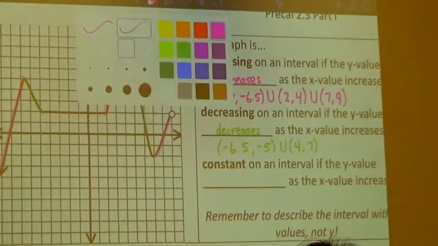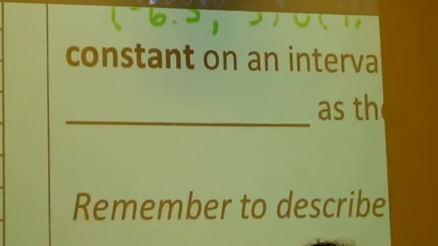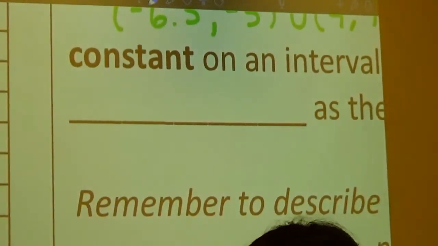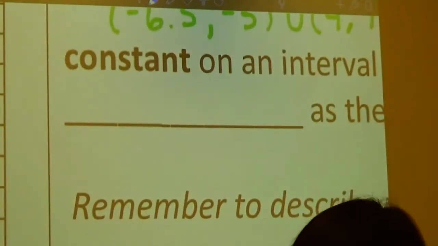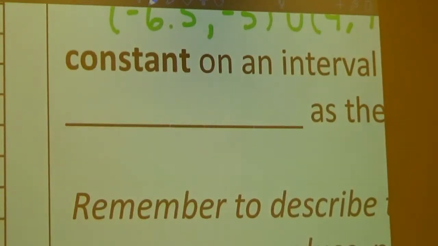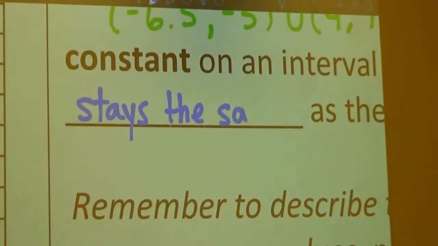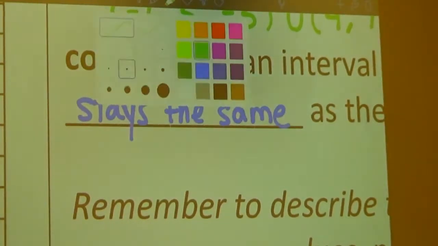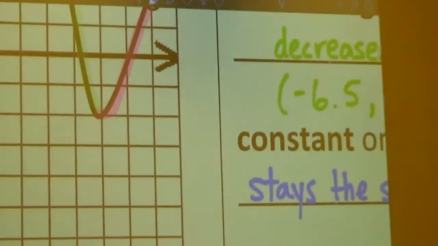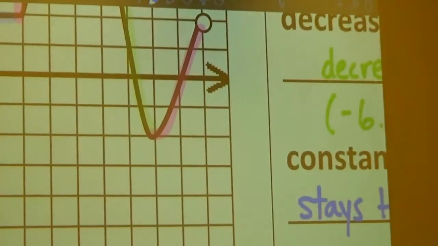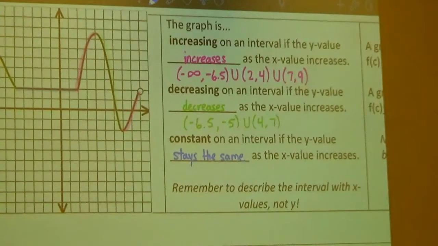Alright, and then the last one, if it's constant, the y value stays the same. So that's this piece here in the middle. That would be whatever the other piece that we don't have: negative 5 to 2.